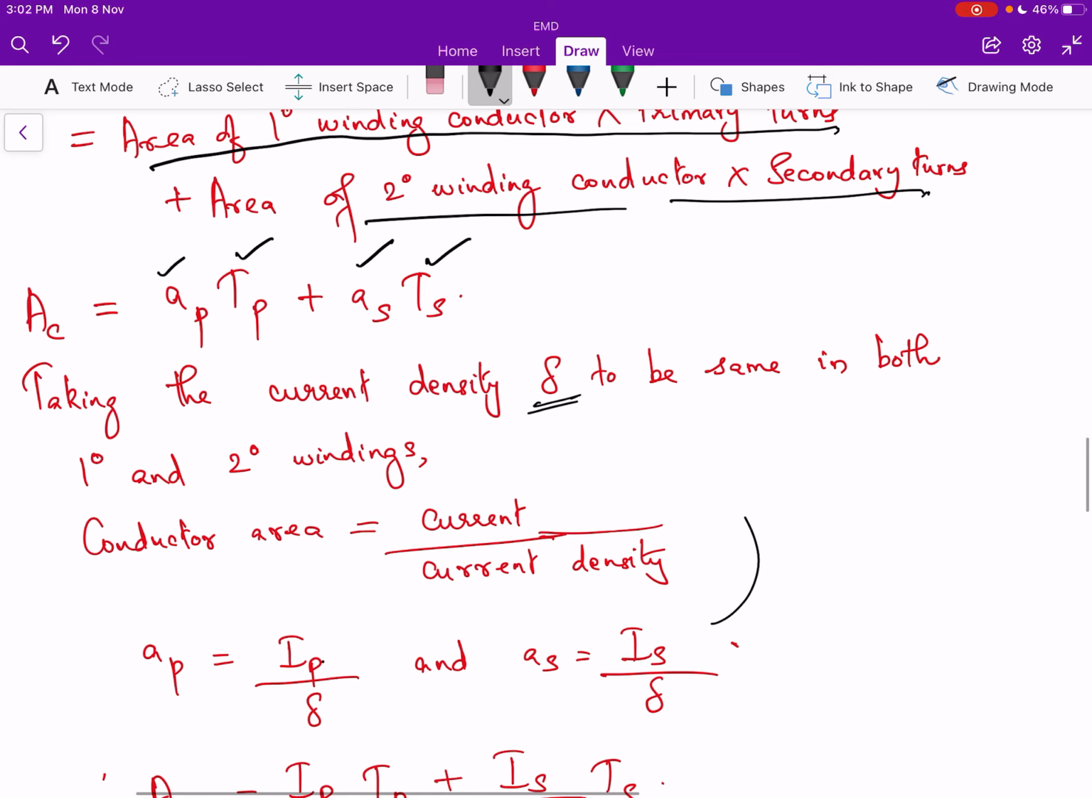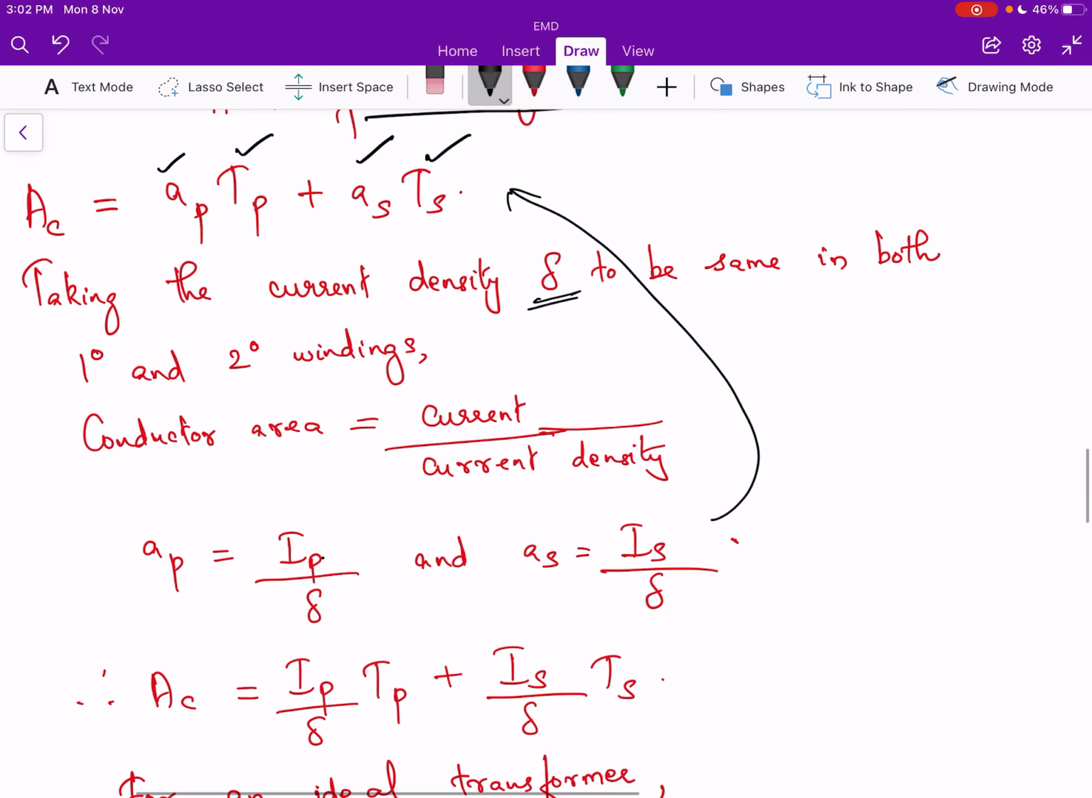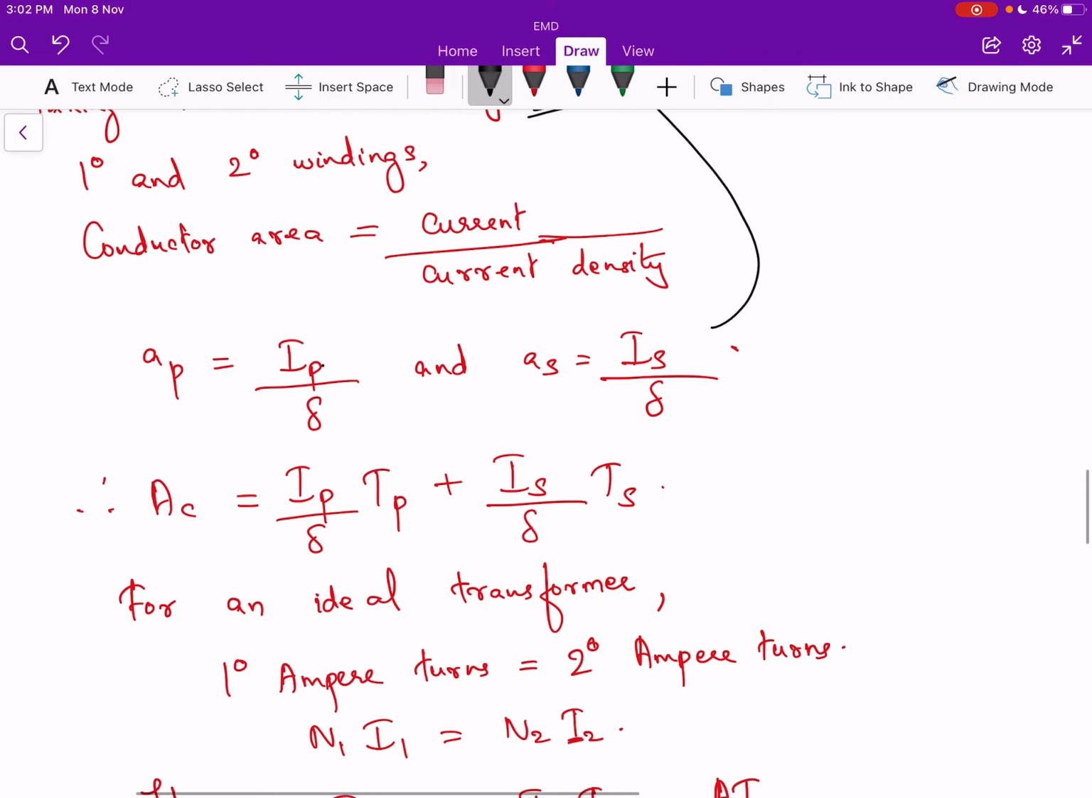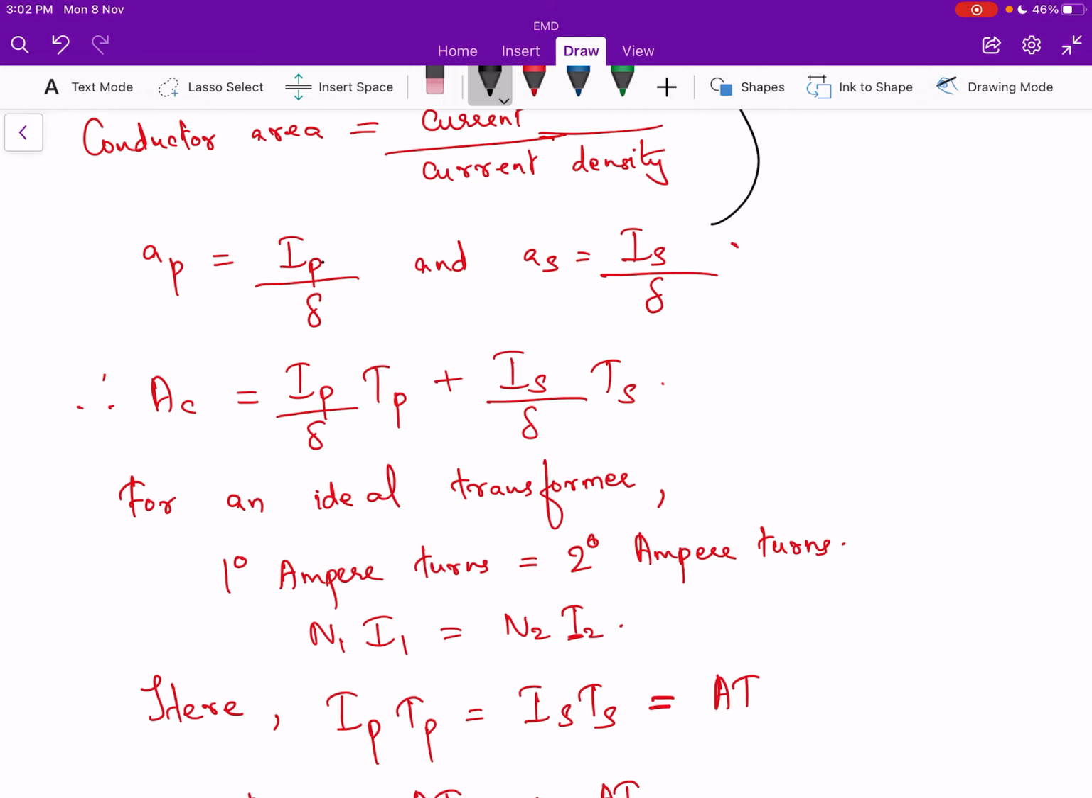So in this expression we can substitute for AP and AS. So we can write AC as IP TP divided by delta plus IS TS by delta. And for an ideal transformer, we know that the primary ampere turns or primary MMF will be equal to the secondary MMF or the secondary ampere turns. So we can write it as N1 I1 is equal to N2 I2.